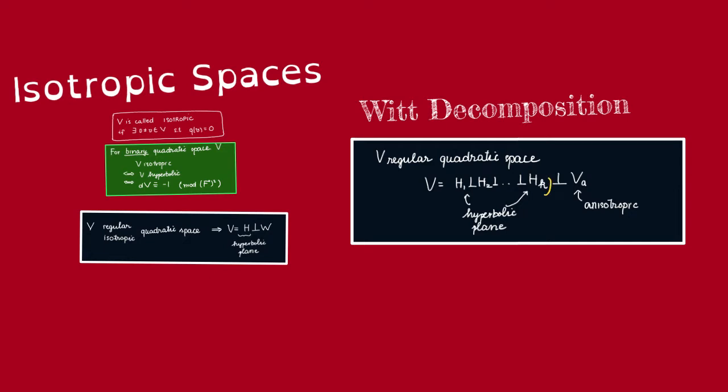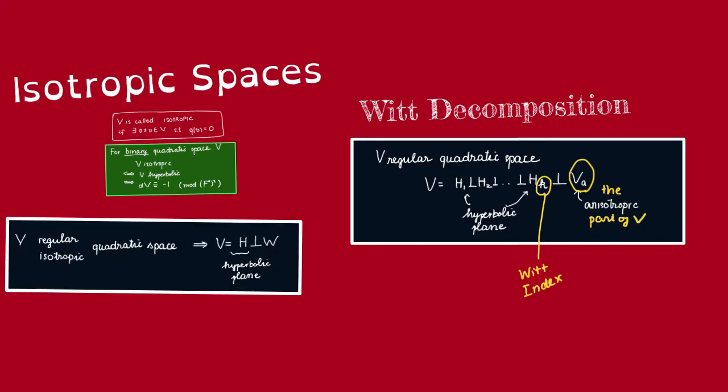Well, it turns out this number k here is independent of the specific decomposition, and we call it the Witt index of V. This V_A here, the isometry class of V_A is uniquely determined by V. This is due to Witt's cancellation, which we'll discuss later, and this is called the anisotropic part of V.